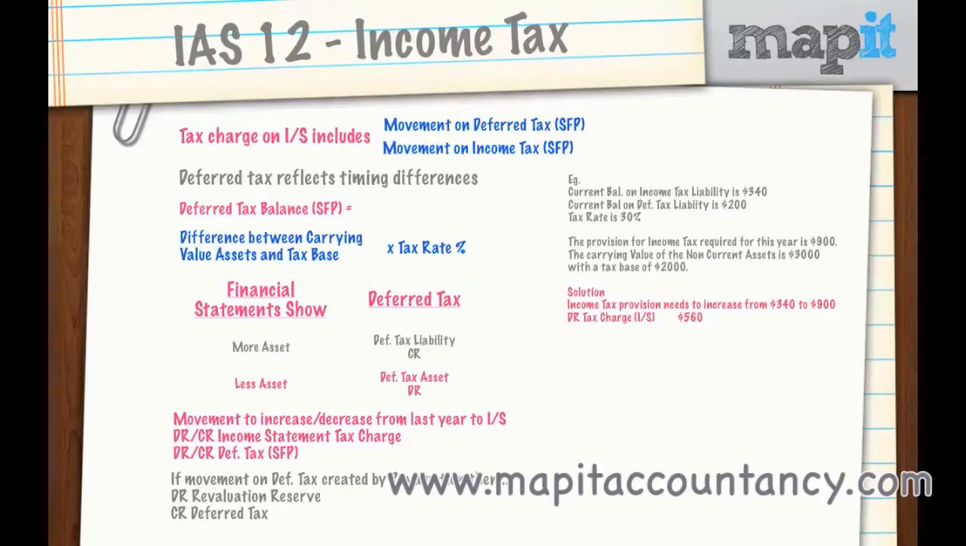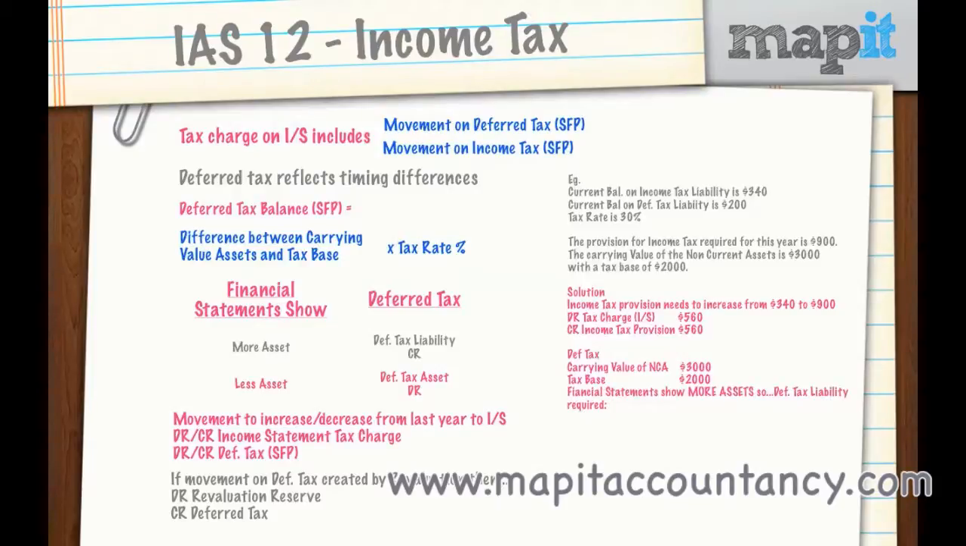So debit the tax charge in the income statement with 560, the difference between our 340 and 900, and credit the income tax provision to get it up to that 900. So it's currently 340. Credit it with 560 would increase it up to 900. For the deferred tax, well, the carrying value of our non-current assets is 3,000. The tax base we're told is 2,000. Looking at our table, the financial statements show more asset. So that's going to be a deferred tax liability.